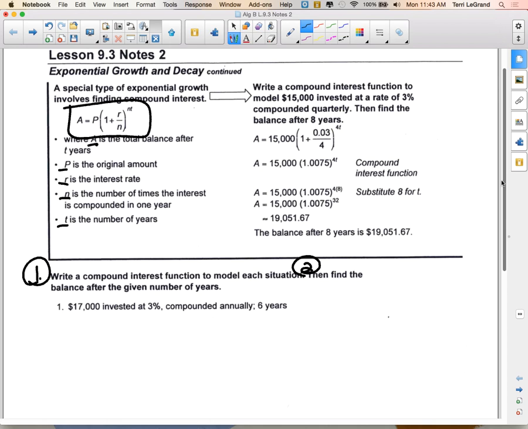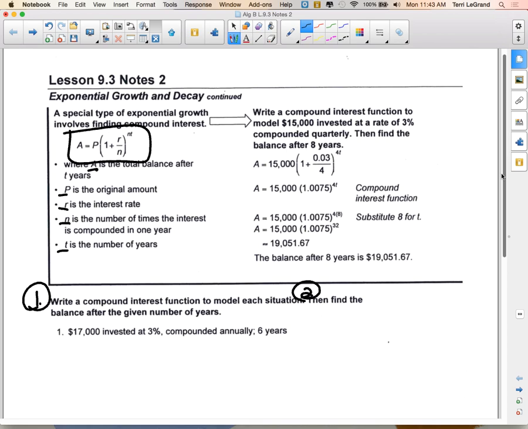Okay, so here's one where somebody had $15,000 to invest. That was one of you guys, right? $15,000 to invest at a rate of 3%, which nowadays would actually be pretty good, compounded quarterly. So you're supposed to write a compound interest function for that, and then find it after 8 years. So notice, 15,000 in this case, let's write that over here. 15,000 is the P value. P equals 15,000.